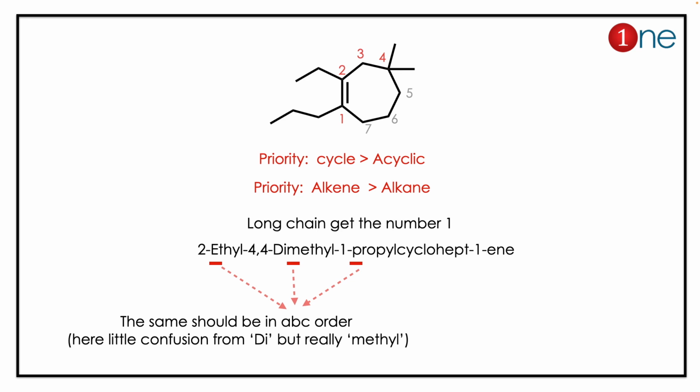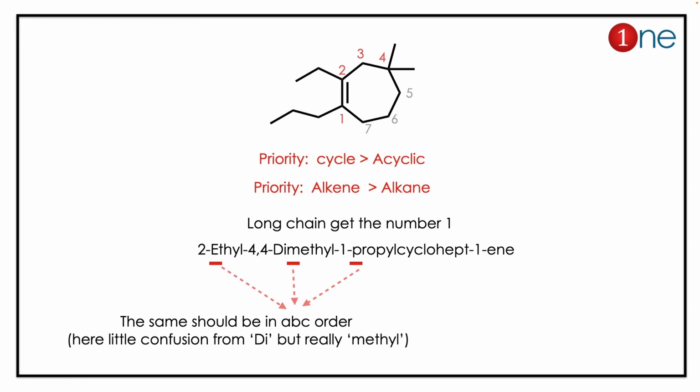Here the answer involves many facts and many priorities. Normally you have to give priority to the cyclic group. So cycle gets higher priority number. So cyclic group gets higher number than acyclic. Then the priority comes for alkene is higher than alkane. Again the long chain here gets higher number. So propyl gets higher number.